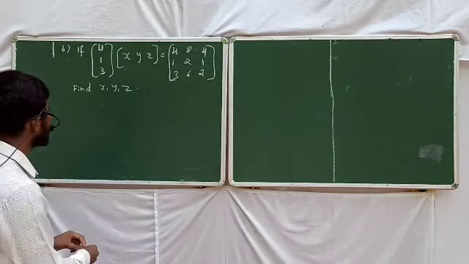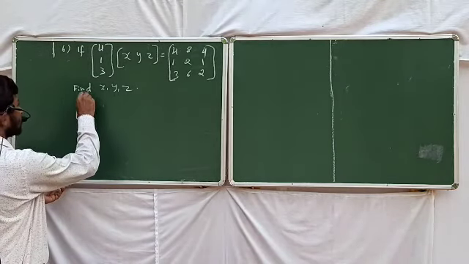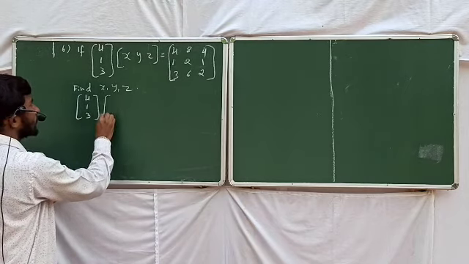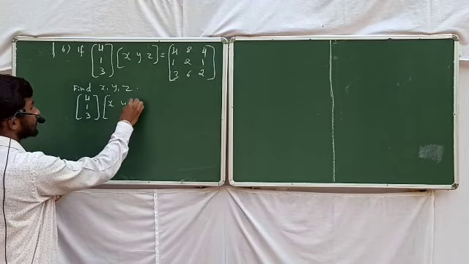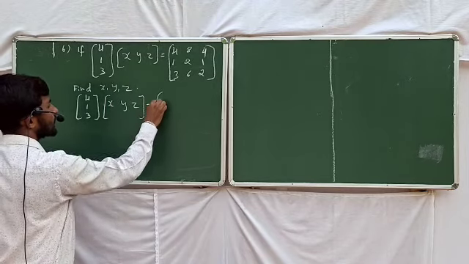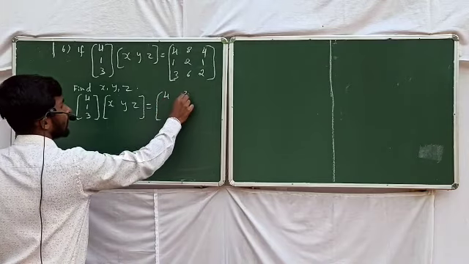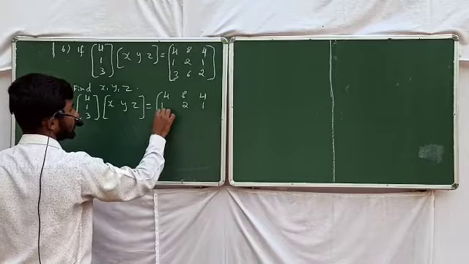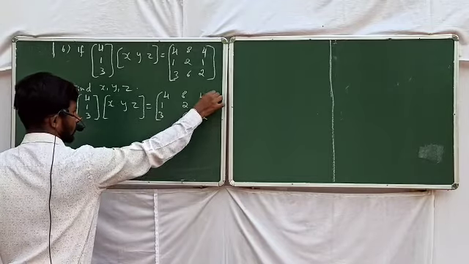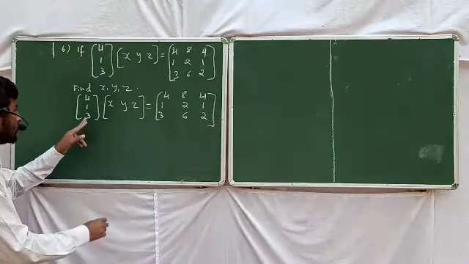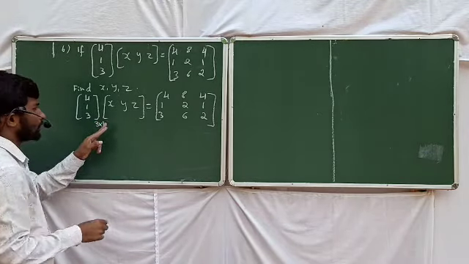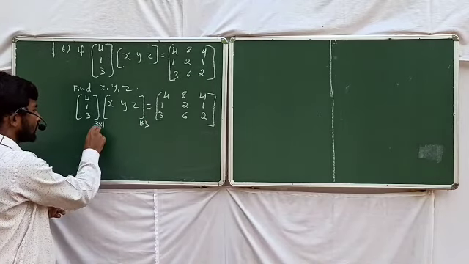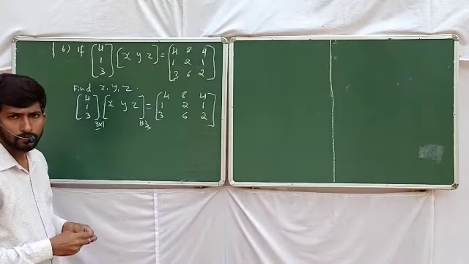Okay. See, I will write 4 1 3, multiplying this matrix to x y z. The right hand side they gave is 4 8 4, 1 2 1, 3 6 2. Okay. What is the order here? 3 by 1. What is the order here? 1 by 3. Order of the resultant matrix is equal to 3 by 3.